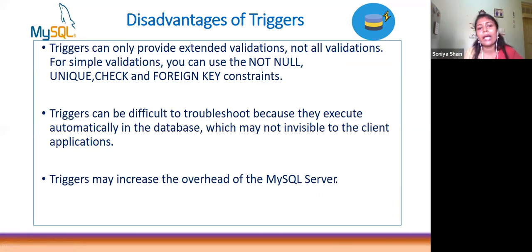Okay, then triggers can be difficult to troubleshoot because they execute automatically in the database, which may not be visible to the client applications. So I already told you, when you are inserting one record into the table, automatically the insert trigger is executing. So whatever you have written in the insert trigger will get executed. It happens automatically, so troubleshooting or finding where the error happened is a little bit difficult. We have to check the content of the data, then once again go to the trigger.